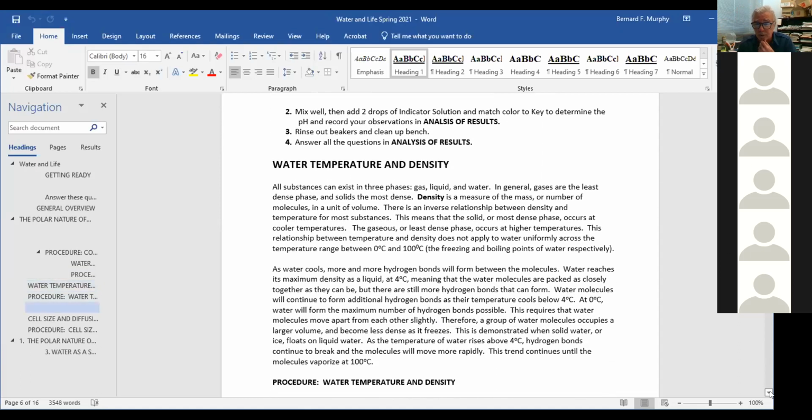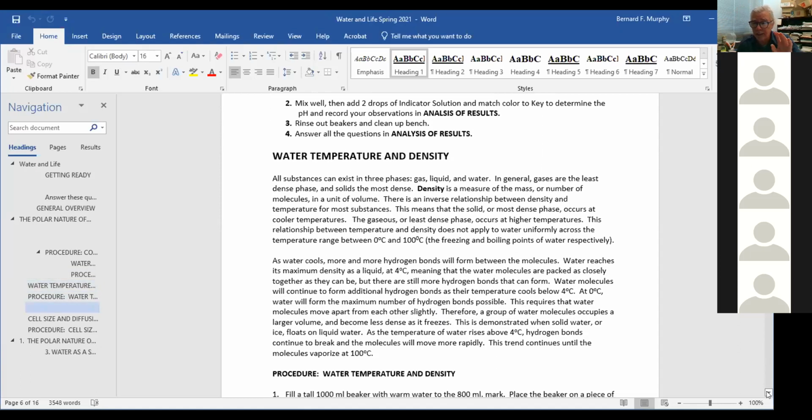Water temperature and density. We mentioned density, a measure of the mass or number of molecules in a unit of volume. Inverse relationship between density and temperature for most substances. That is, the higher the temperature, the lower the density.